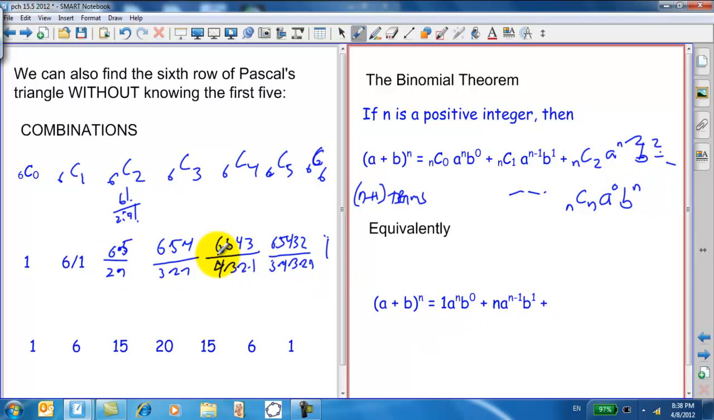Equivalently, you could do this approach. Say the next term here is going to be n times (n - 1) over 2 times 1, a^(n-2), b squared, plus, let's do one more like this. That's n times (n - 1) times (n - 2) over 3 times 2 times 1.